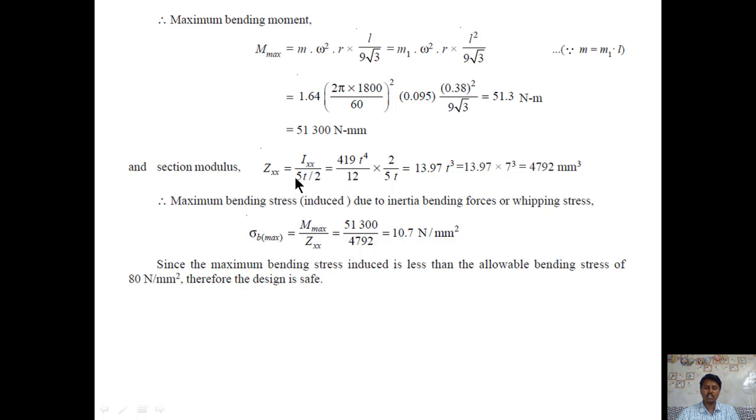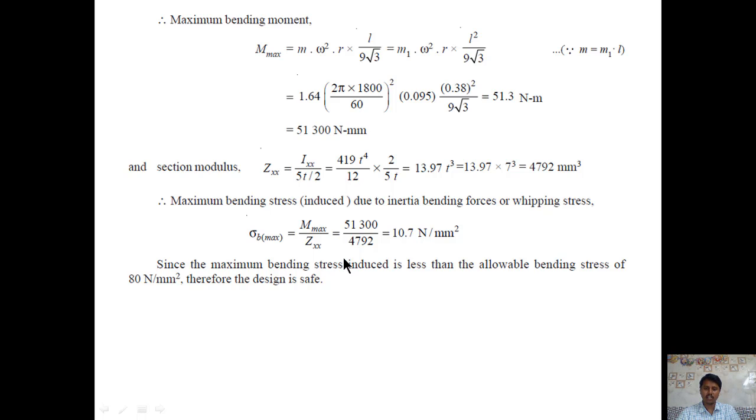Now, section modulus Zxx equal to Ixx by 5t by 2. From here you can calculate the section modulus as 4792 mm cube. Now calculate the bending stress or whipping stress, M max by Zxx, which you get 10.7 Newton per mm square. This stress, whatever the stress induced during whipping action, is well within the allowable limit of 80. So the design is completely safe.